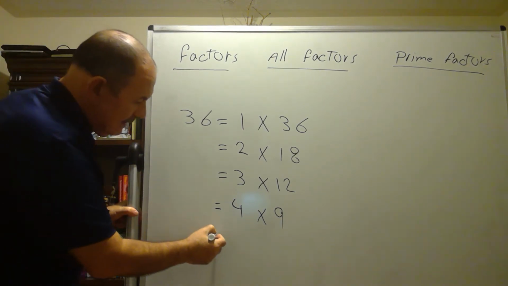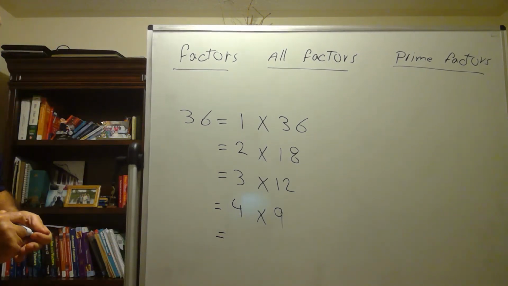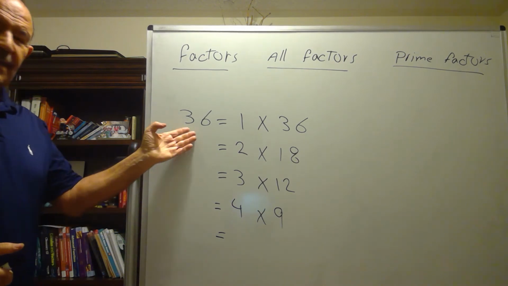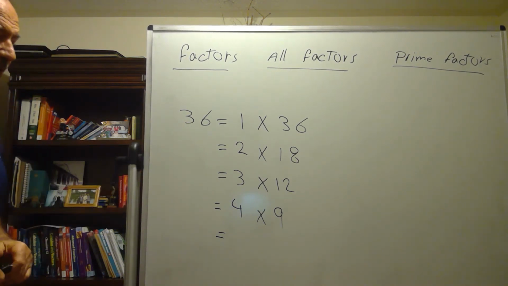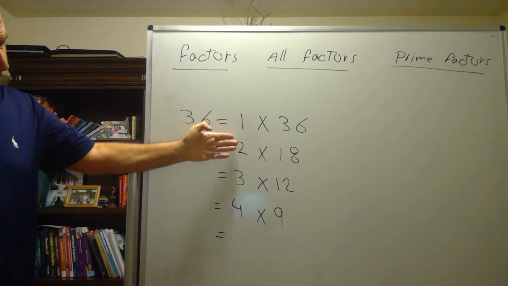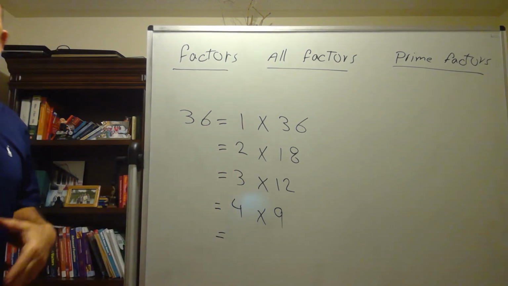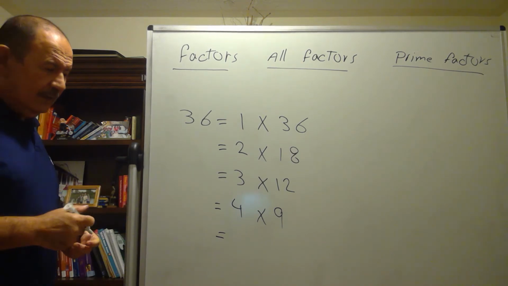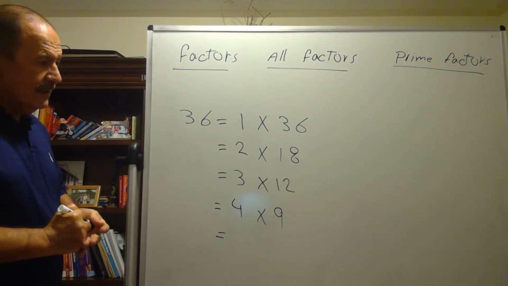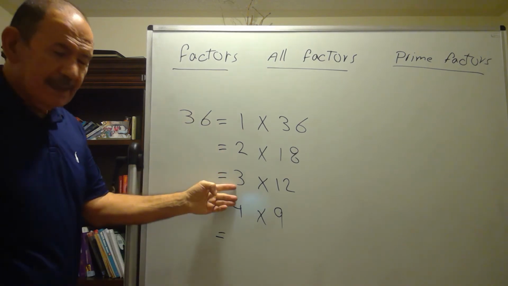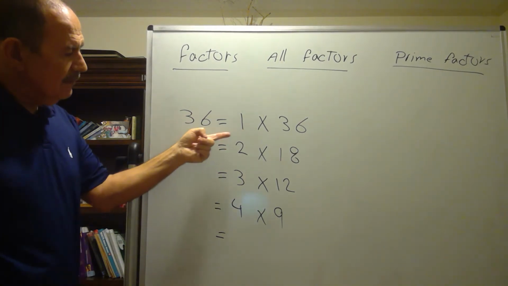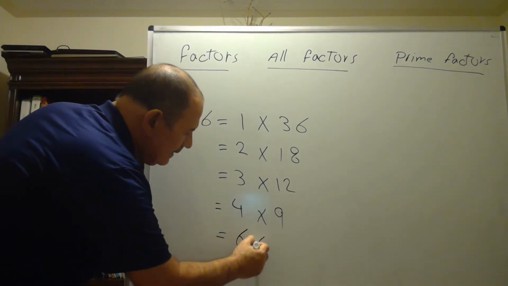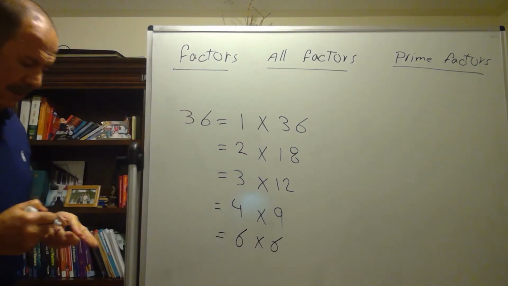And 36, is it divisible by 5? No, because by the rule of division by 5, any number ending in 0 or 5 is divisible by 5, which does not apply to this one. As you see, 1, 2, 3, 4, 5, I'm going organizedly, not skipping any number. So it's not divisible by 5, but it's divisible by 6 because it's an even number and is divisible by 3, or divisible by 2 and 3 at the same time. So it's divisible by 6, and 6 times 6 is gonna be 36.